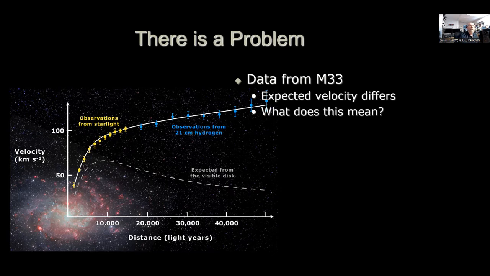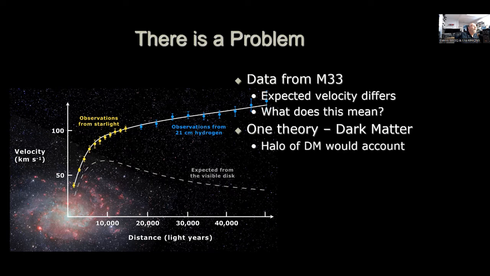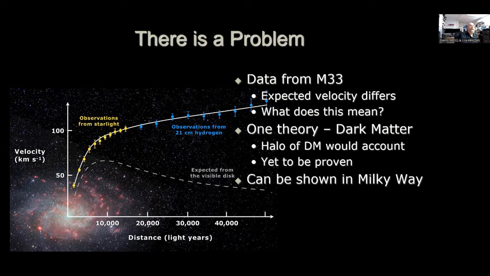This is the whole thing about this dark matter theory, that there's a halo of dark matter, would account for the fact that it's higher radial velocity the farther out you go. So nobody's been able to prove it, but we can show it for the Milky Way. We amateurs can do this.